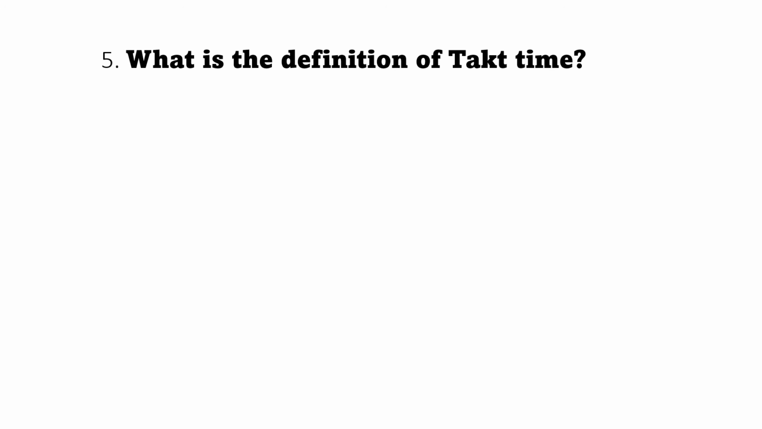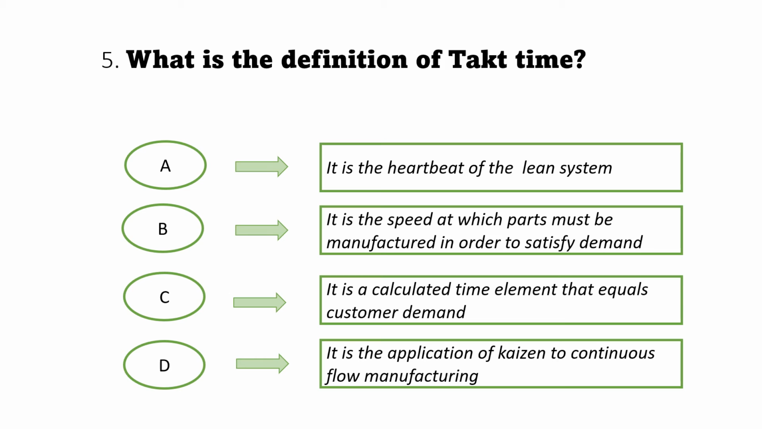What is the definition of takt time? A. It is the heartbeat of the lean system. B. It is the speed at which parts must be manufactured in order to satisfy demand. C. It is a calculated time element that equals customer demand. D. It is the application of Kaizen to continuous flow manufacturing.